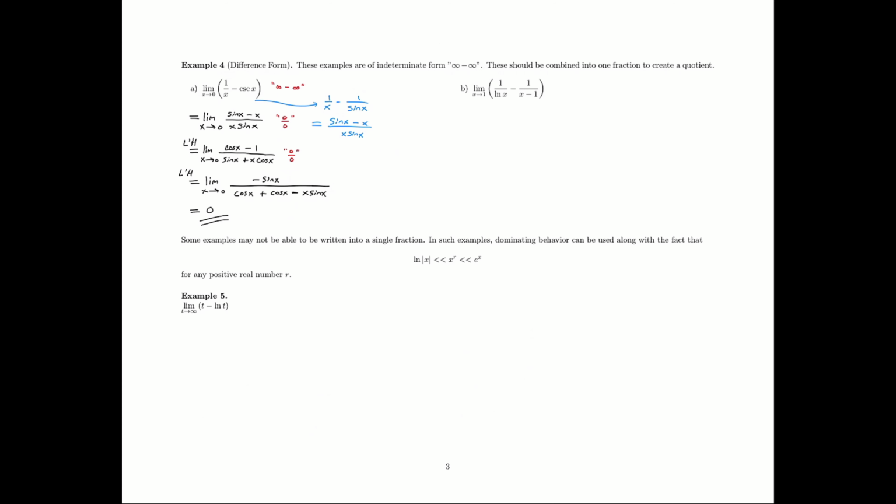Okay, part B, same idea. We'll assess our form. Natural log of 1 is 0, so 1 over 0, that goes to infinity, and 1 over 0 goes to infinity, so this is infinity minus infinity. We'll take our limit then by first combining these. So our common denominator here would be x minus 1 times ln of x. This would be x minus 1 minus the natural log of x.